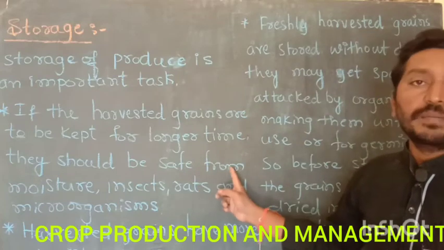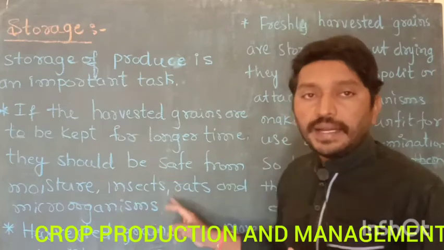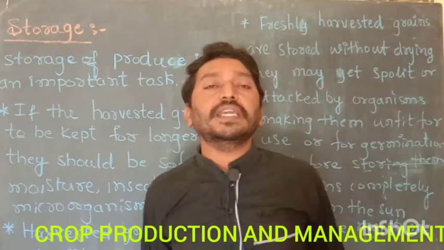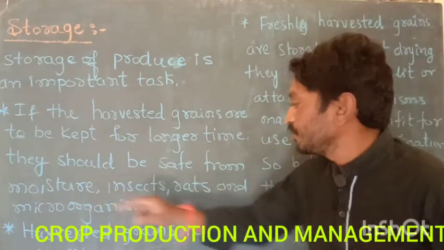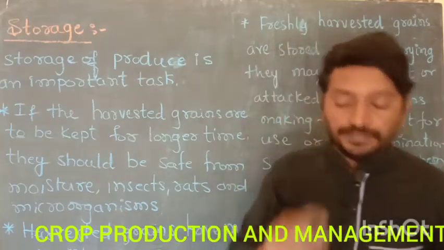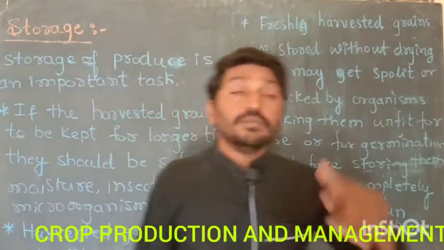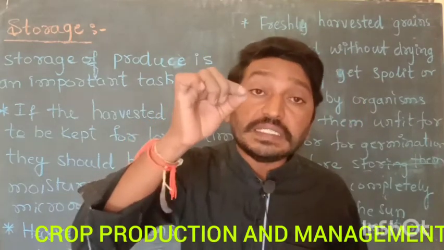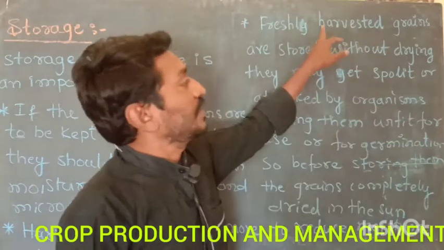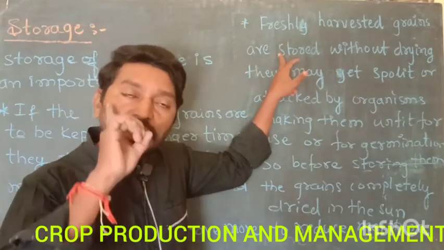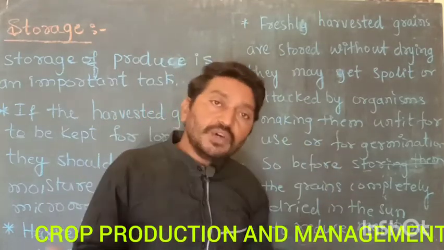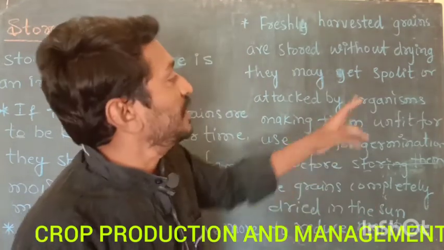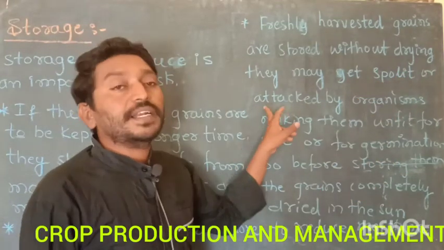they should be safe from moisture and also from insects, rats, and microorganisms. The harvested crop has more moisture, more water content in the seed or grain. That is why freshly harvested grain should be dried completely. If you store such grains without drying, they may spoil or be attacked by some organisms.